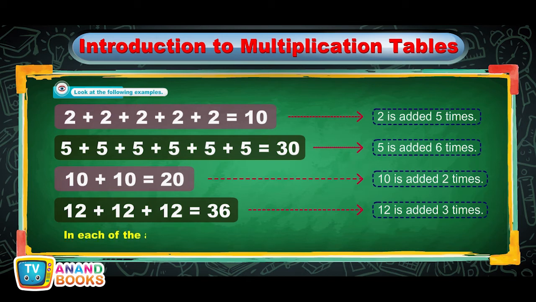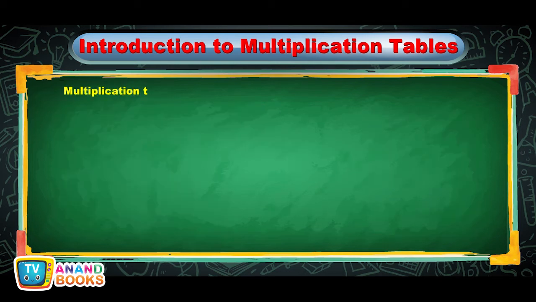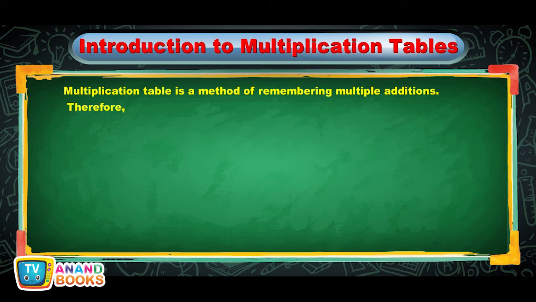In each of the above addition facts, the same number is added repeatedly. Multiplication table is a method of remembering multiple additions. Therefore, we can write each of them as a multiplication fact.